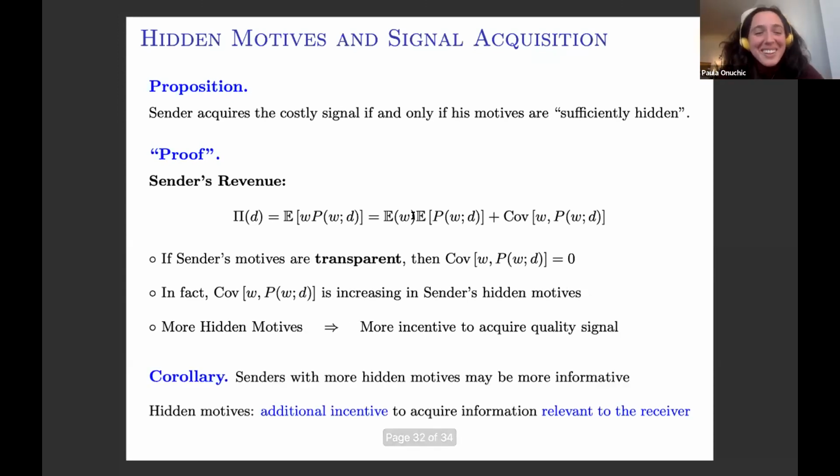Let me finish with one sentence. So what I want to say is that the takeaway is that the hidden motives of the sender may actually be here an additional incentive for him to acquire some information that is relevant not to himself, but to the receiver. So this hidden motives may actually be a way in which the incentives of the sender and the receiver are actually aligned. So they both get more out of this. And leave it there.